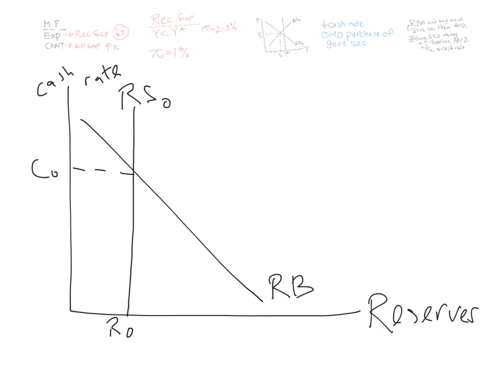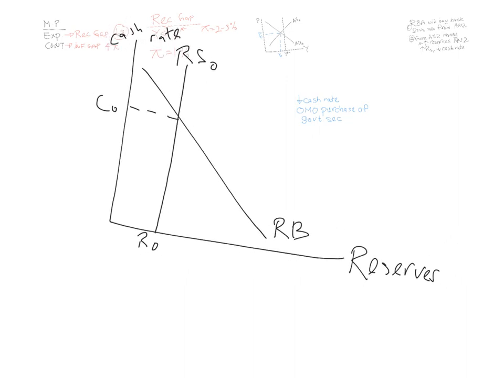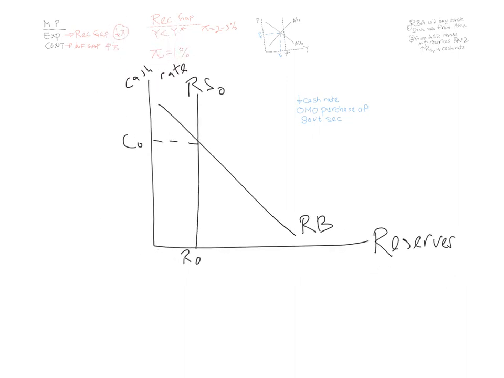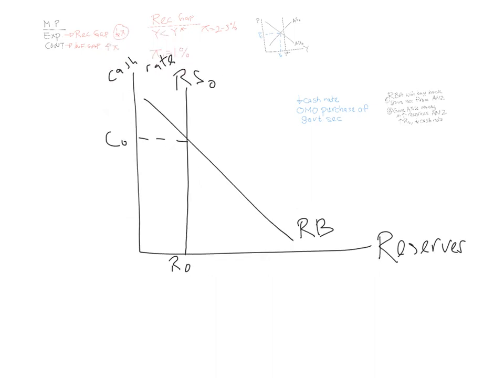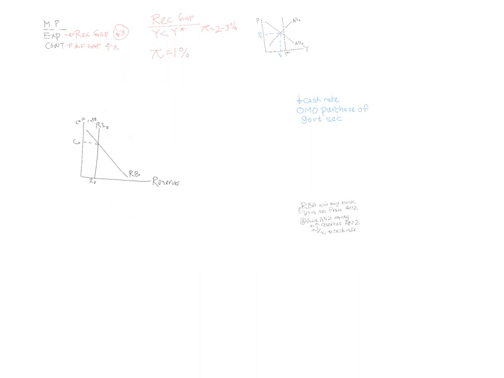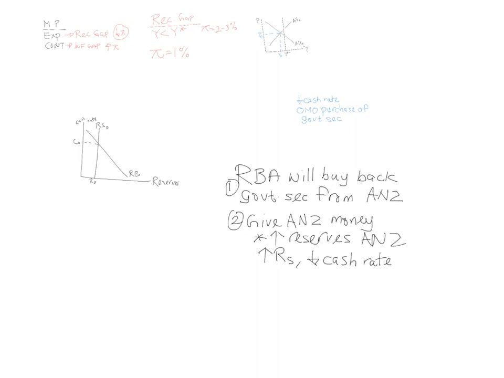So what we then saw was the open market operation, the open market purchase of government securities, which ended up increasing the reserves for the ANZ and increasing the supply of reserves and lowering the cash rate.